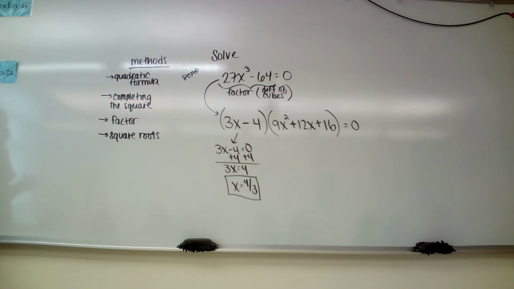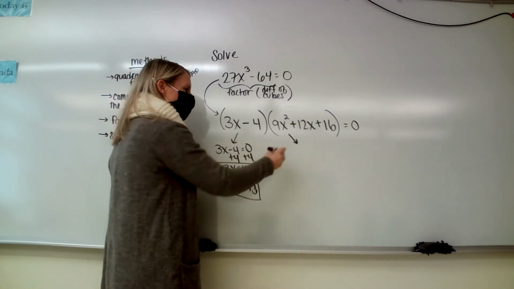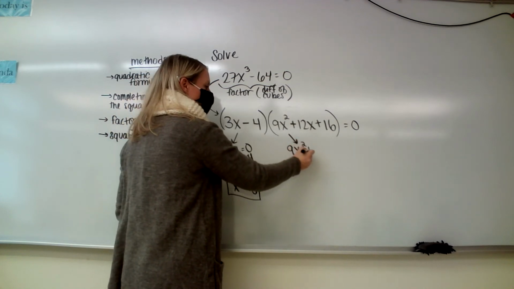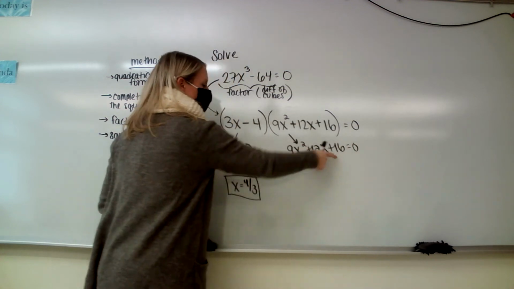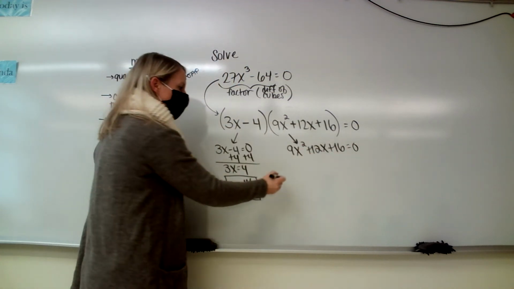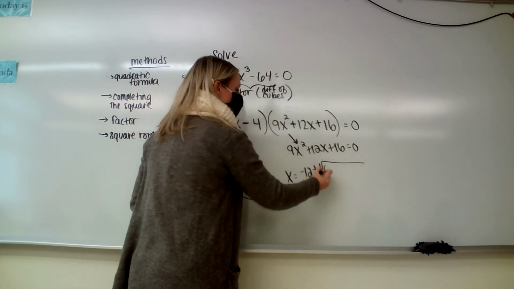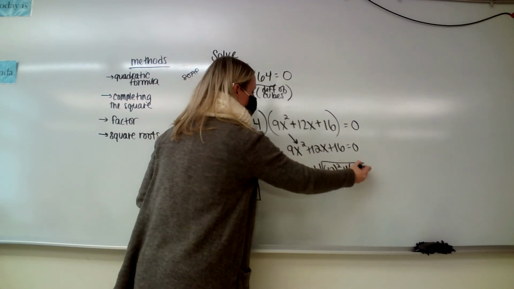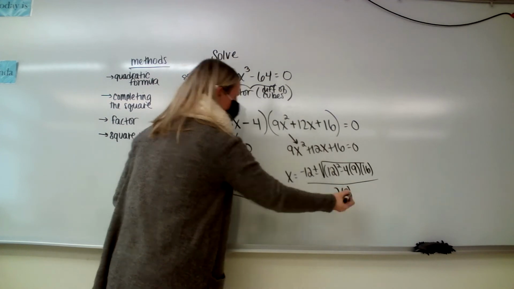Once again, that always works, good old handy dandy. If I need to solve and I don't really feel like doing another method, the quadratic formula is going to be my friend. I have a, b, c right in order, so I'm just going to throw them in. That would be -12 plus or minus the square root of 12 squared minus 4 times 9 times 16, all over 2 times 9.